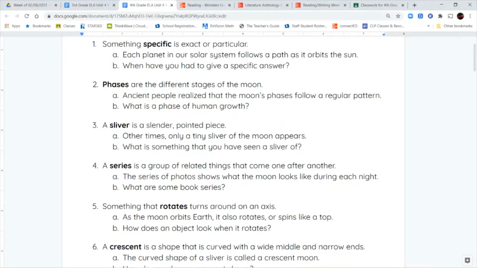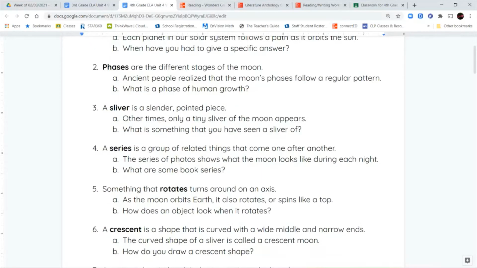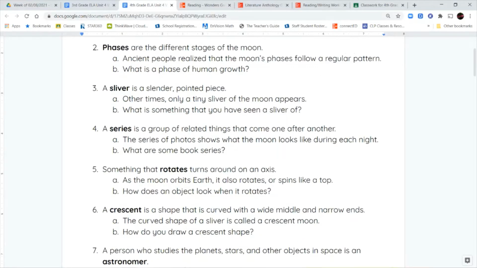Next, we have the word series. Now, series means a group of things that are related that come one after another. So you guys have seen different series in a lot of things. You can see it like a book series, like the Magic Tree House, right? You have one book that comes after another, or you can have a movie series. If you've watched any movies where there's multiple movies that have the same storyline, the same characters. So a series is a group of things that are related that come one after the other, like a TV series.